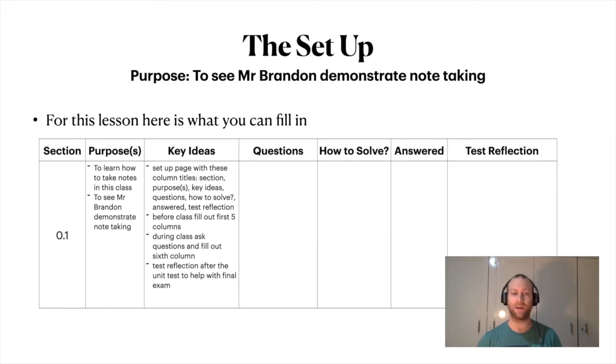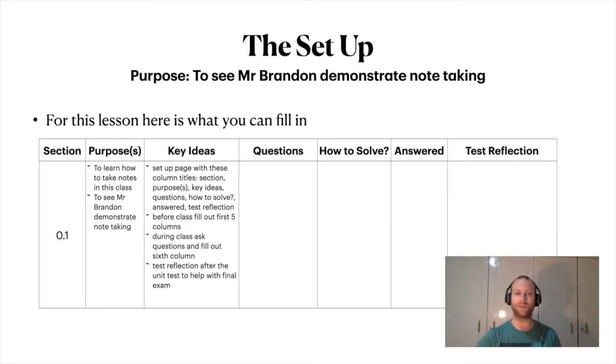for each of the columns. Section, purpose, key idea, all of those. The first 5 you fill out before class. During the class, you come and ask the questions, and you fill in the 6th column, which is the answered column, and then you reflect after the unit test. So these are the key points of this section in this video that you can write up in here.